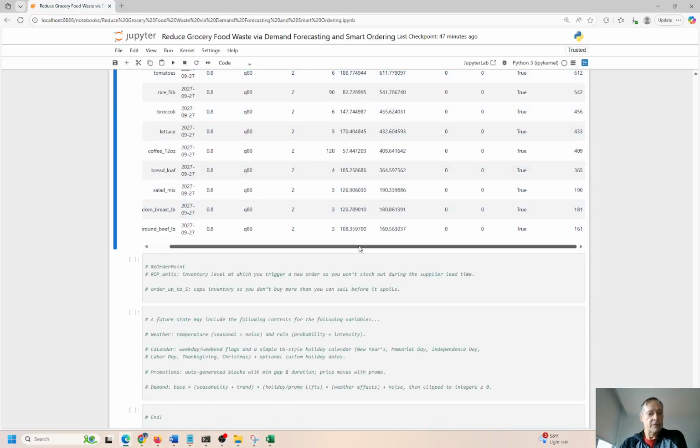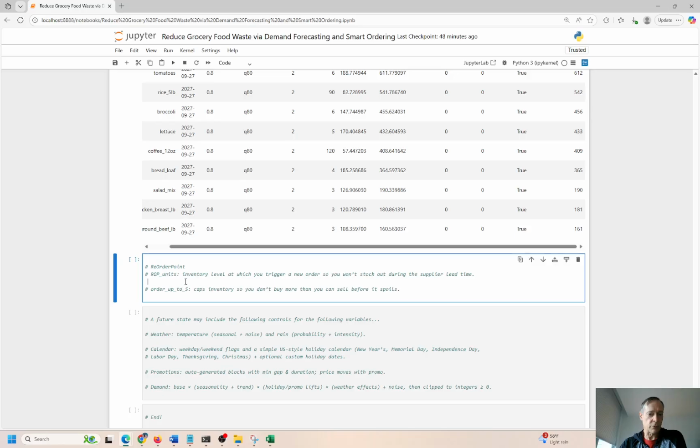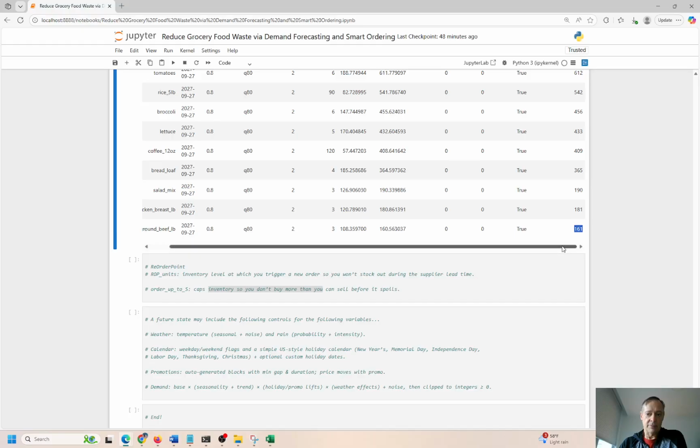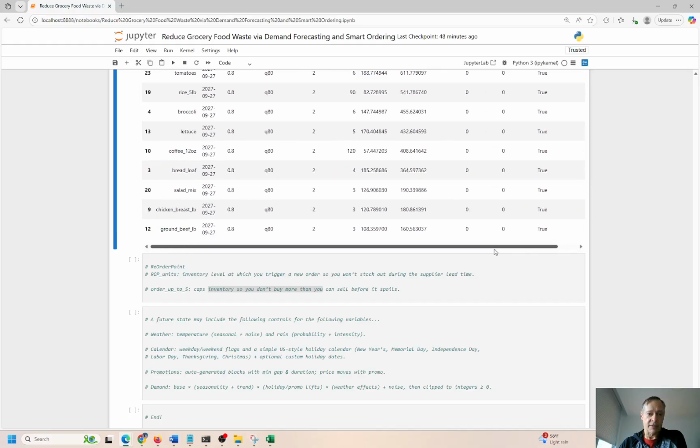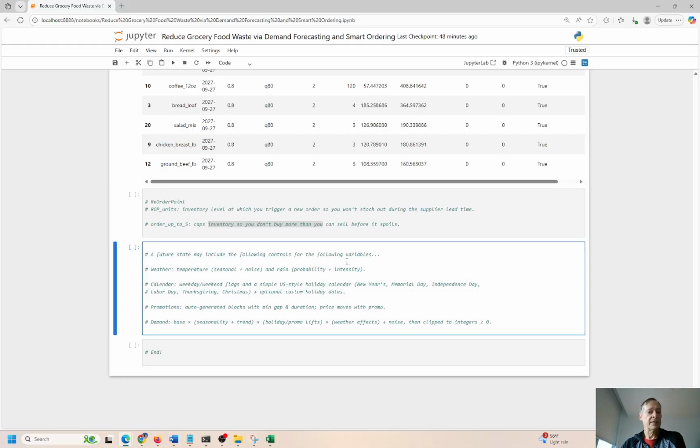So that's that. I have all these columns I think are pretty intuitive. I have just a couple notes down here. Reorder point is the inventory level which triggers a new order so you won't have an outage. And the order up to is you don't buy more than that, but you buy up to this amount. This would be the optimized number of items to buy. For ground beef, we can see it's 108. Oh, when we get to 108, when we get down to 108, we order 160, okay? So take a look at that. And again, if this totally doesn't make sense to you, that's fine. I've been in this for a very long time, so I know how this stuff works.